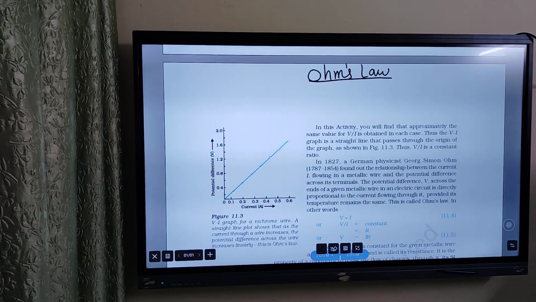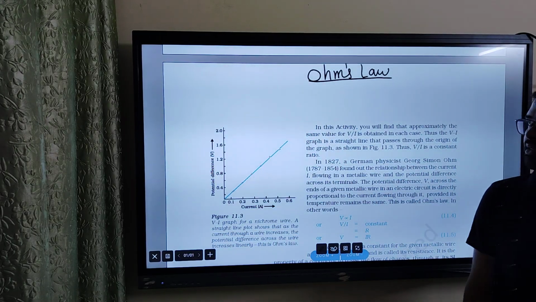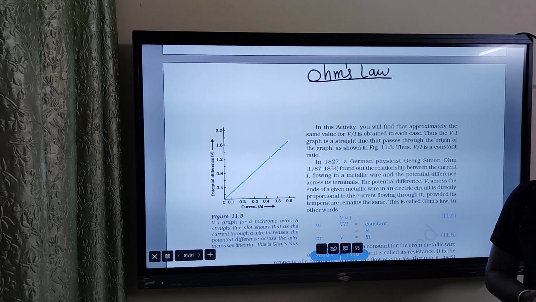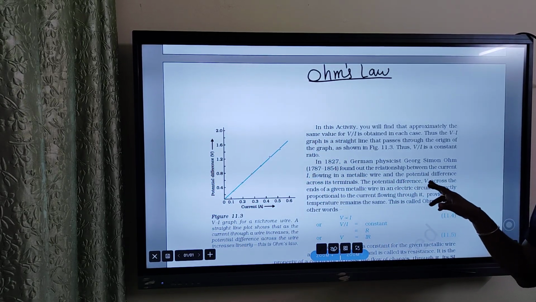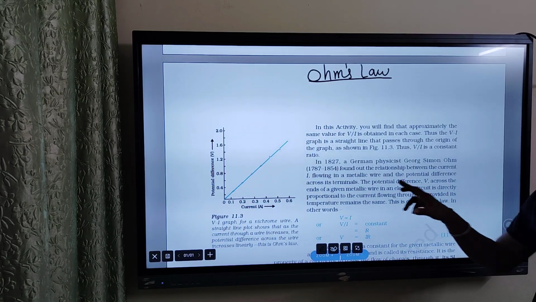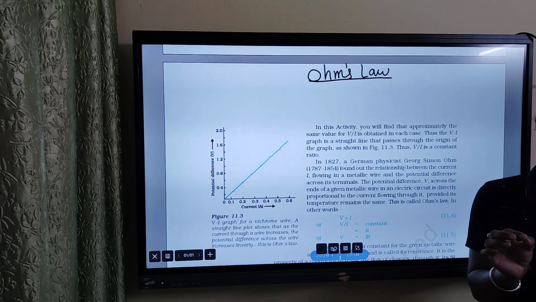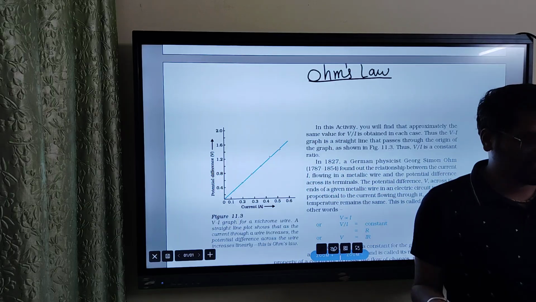Correct? So Ohm was the scientist, the physicist, who first said that there is a relation between potential difference and current. He said that the potential difference across the ends of a given metallic wire in an electric circuit is directly proportional to the current flowing through it. Means very simple. Potential difference is proportional to current.